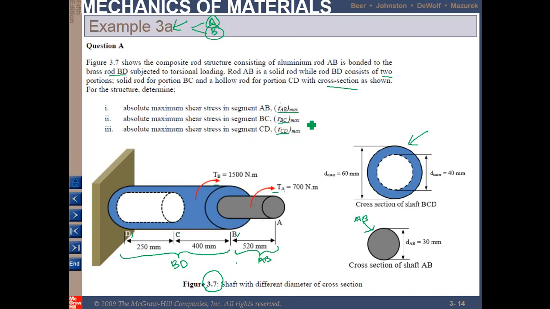So to solve this problem, you need to divide the whole structure of the shaft into several segments. Divide the shaft into segments, and then use a free body diagram to determine the internal torque.